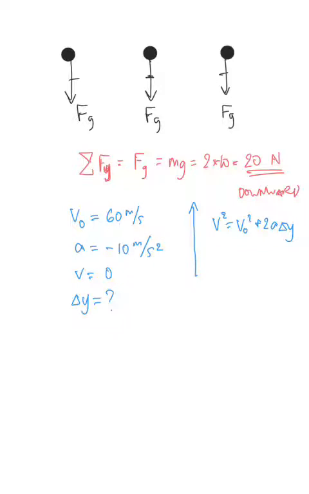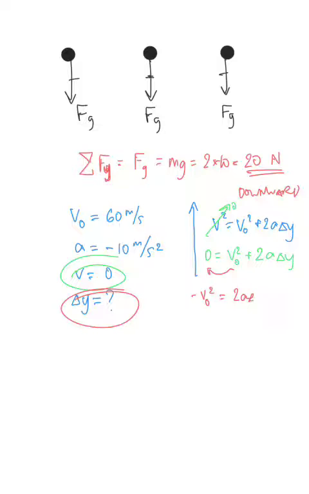First step is anything that's equal to 0, get rid of it. So v squared is 0. We now have 0 equals v0 squared plus 2a delta y. Next step is to rearrange the equation for whatever it is we're looking for, which in this case is the delta y. So to get delta y by itself, we're going to bring the v0 squared to the other side by subtracting it. So negative v0 squared equals 2a delta y, and then just divide both sides of the equation by the 2a. So the 2's and the a's will cancel out.